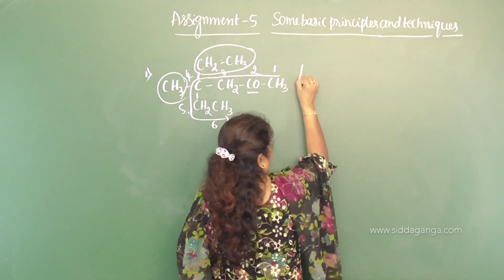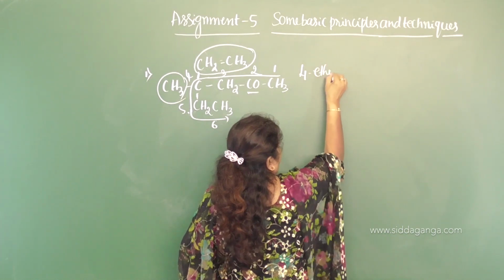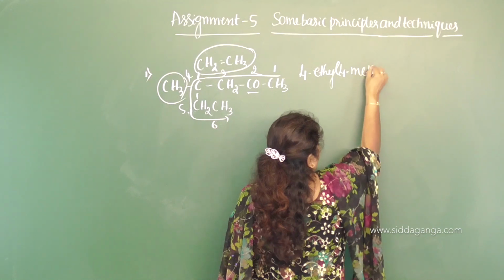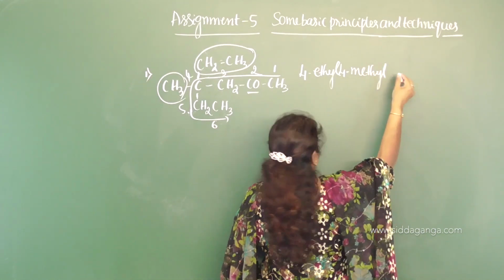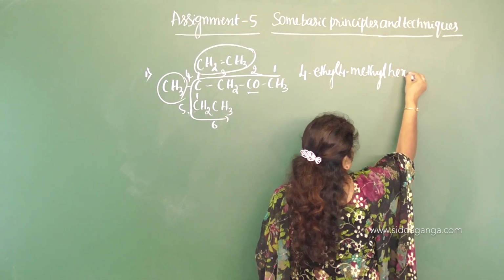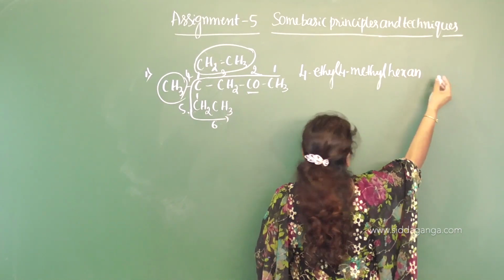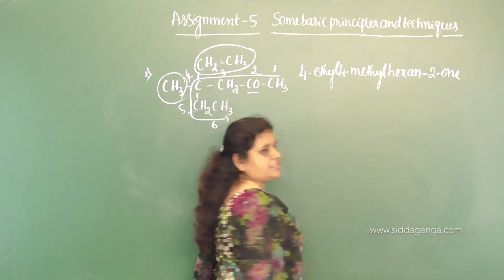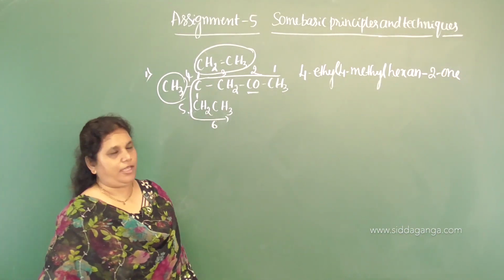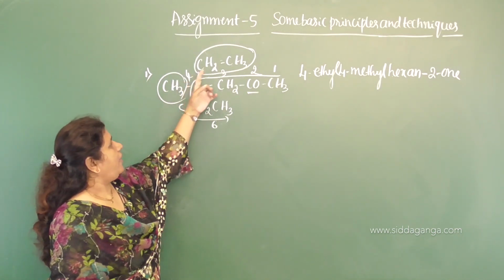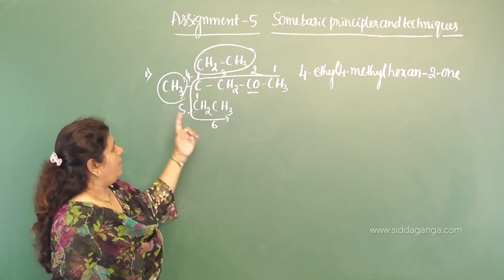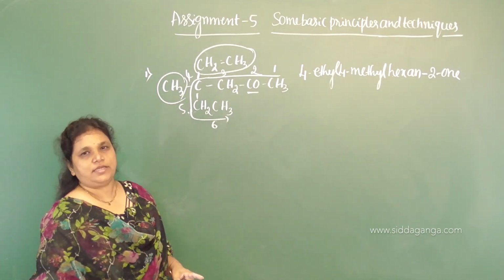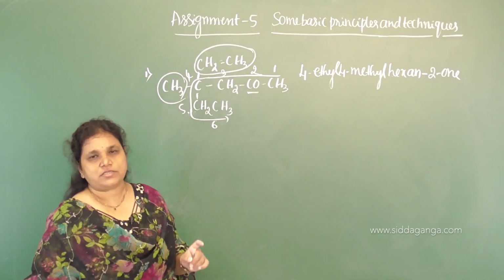Then 4-ethyl, 4-methyl, hexane, because no double bond, hexane-2-one. So, hexane-2-one is the IUPAC name. So, what is the name? 4-ethyl, 4-methyl, hex is the root word, hexane-2-one is the IUPAC name for the first compound.